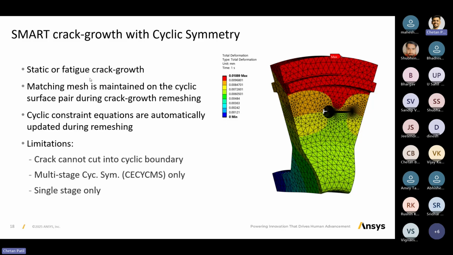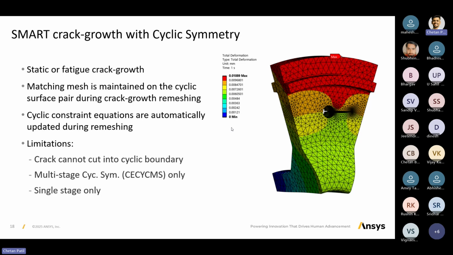So ANSYS can simulate crack growth using the static or fatigue as well in models that use the cyclic symmetry. During each remeshing step, the software automatically keeps the matching mesh on the cyclic faces and updates the cyclic constraint equation. So symmetry remains valid as the crack grows in the overall geometry.